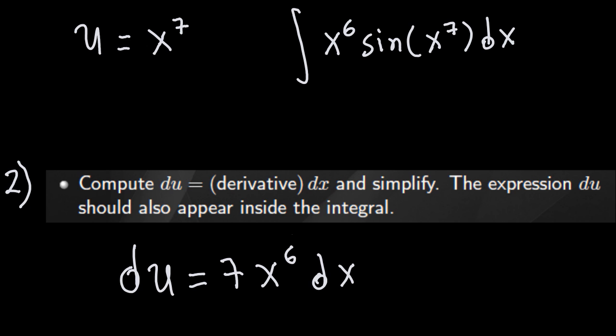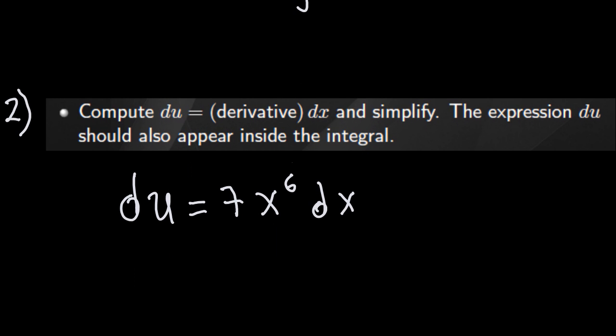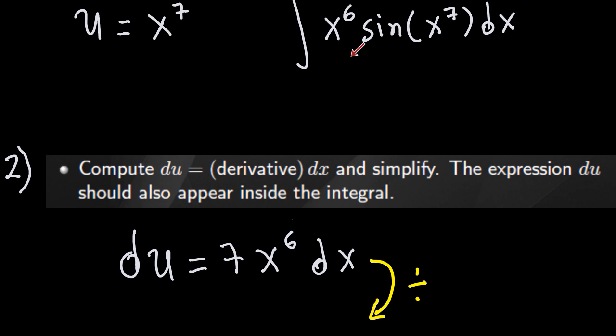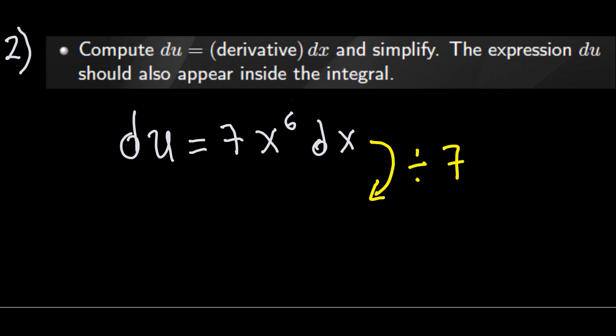But we can fix this very easily. If you are off by a constant, the only thing that you have to do in this particular case is you will only have to divide. So for the next step, what I'm going to do is divide by whatever the constant you are off. So I'm off by this constant 7, which I don't have here. So I'm going to divide by that constant 7 on both sides. So if I do that, then I will get the following expression.